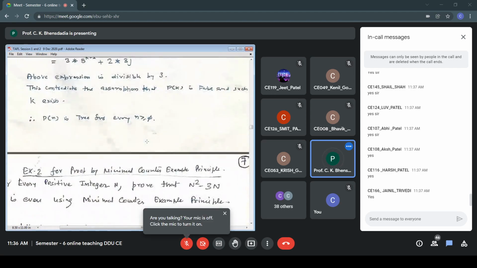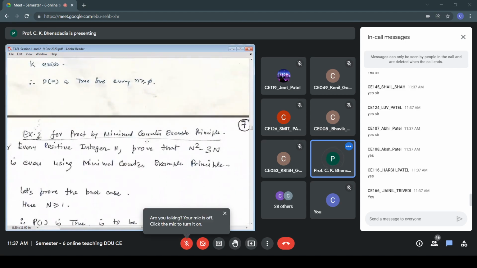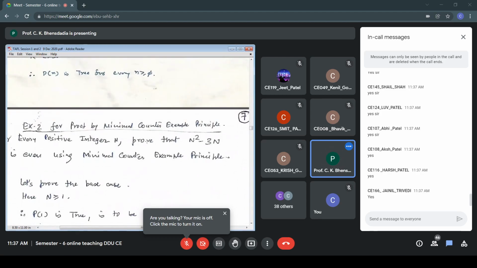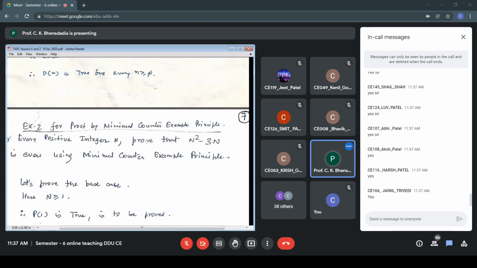Why is it said so? Because like PMI, we prove the base case. Exactly the same. The statement is there. We specify the range and we prove the base case. 100% same, the minimal counterexample principle and the principle of mathematical induction. So here also, the statement is true for n greater than or equal to 1.